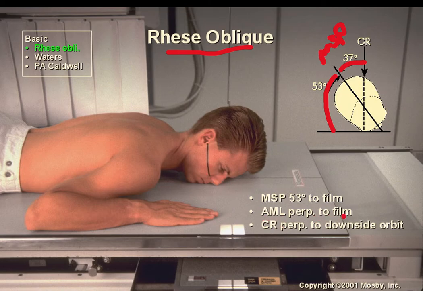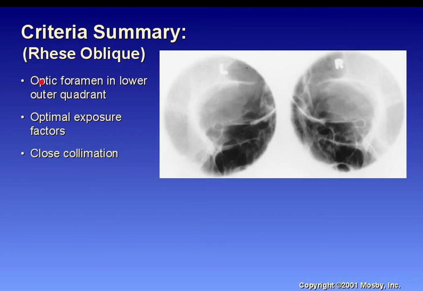So AML perpendicular to film, okay? So AML right here, AML perpendicular to film, central ray perpendicular to the downside orbit. So you're back here on the back of the head, coming right down into that orbit, that area of interest, okay? So optic foramen is in the lower outer quadrant. So your optic foramen is in the lower outer quadrant. Optimal exposure factors, and then close collimation. So it's not going to be a circle, it's going to be a square. They don't do the cones anymore. You've got the four-sided collimation, so that's what you're going to use.